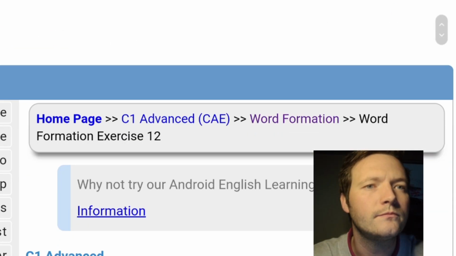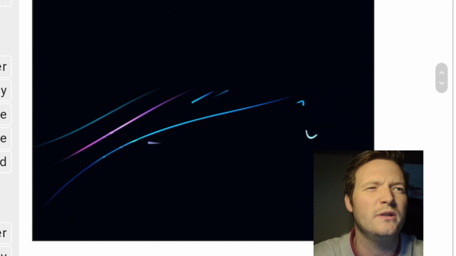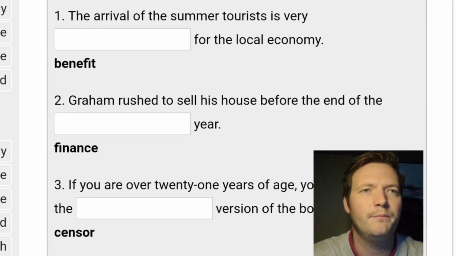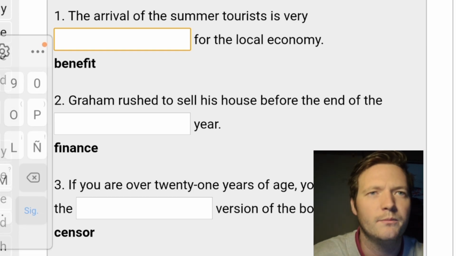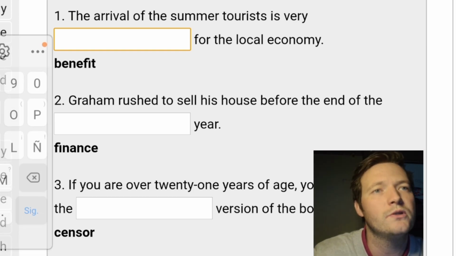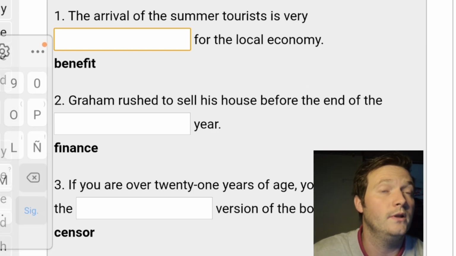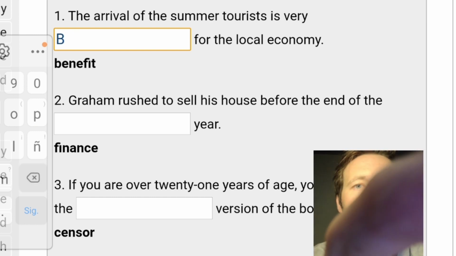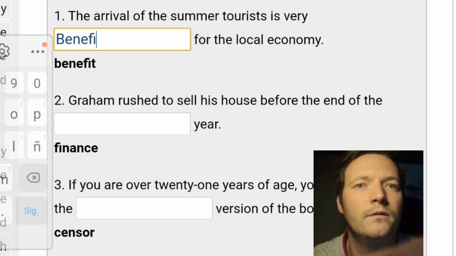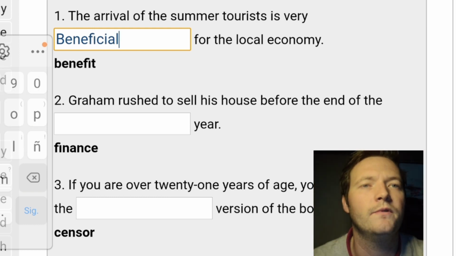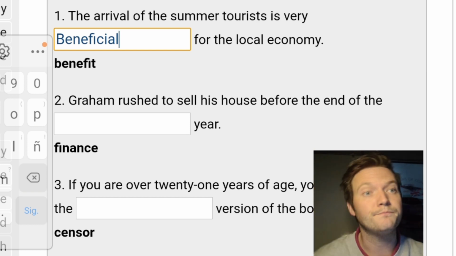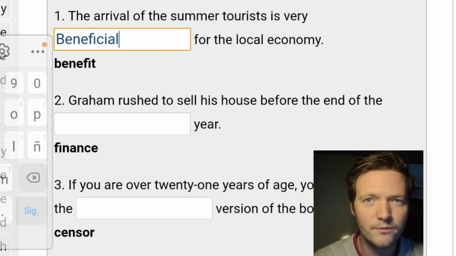So 12. Let's see. I think most of these are fairly easy. You can see similar patterns all the time. The similar words coming up again. The arrival of the summer tourist is very for the local economy. Well, you'd imagine it's very beneficial. Again, we've seen that come up about 100 times today. Yeah. Tourists, do you remember those?